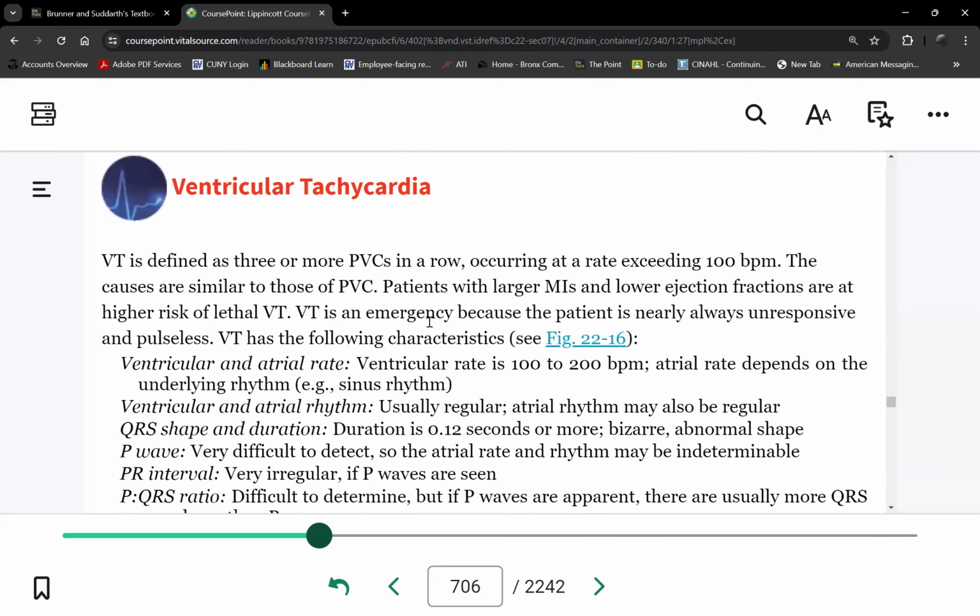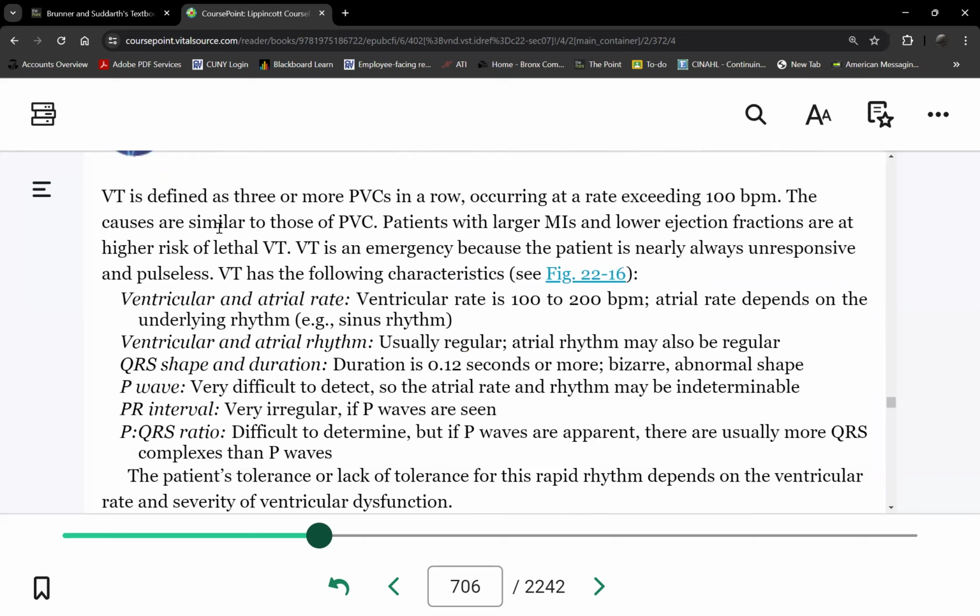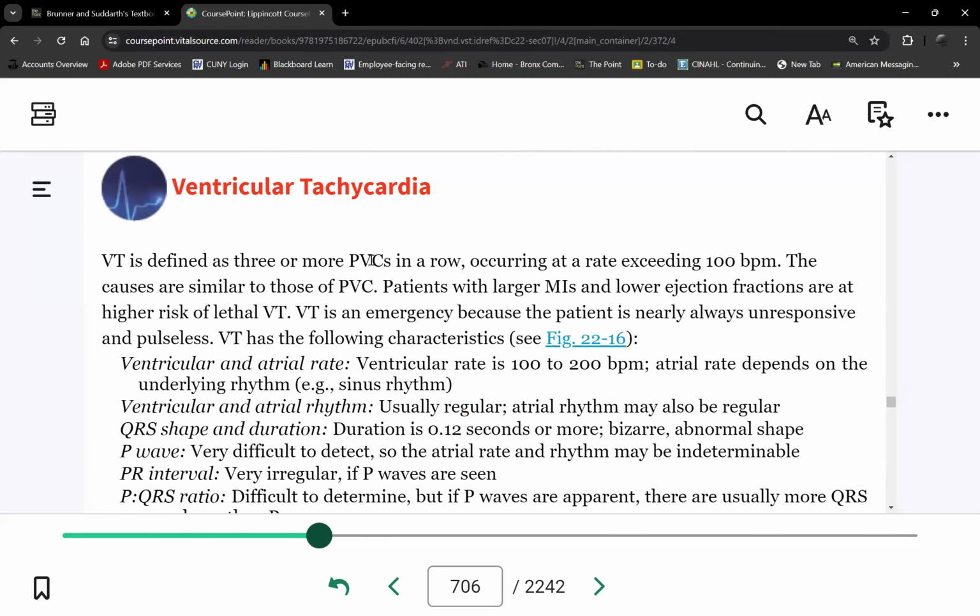All right, here's VTAC. 3 or more PVCs in a row. Although if it's 3, then that's called what again? A triplet. And then 4, quadruplet. Okay, but again, 5 or more is now considered VTAC. I wouldn't really call 3 VTAC. I mean, those 3 beats would be a triplet. Plus that's not really concerning. What we're concerned about is if it's now 5 or more.